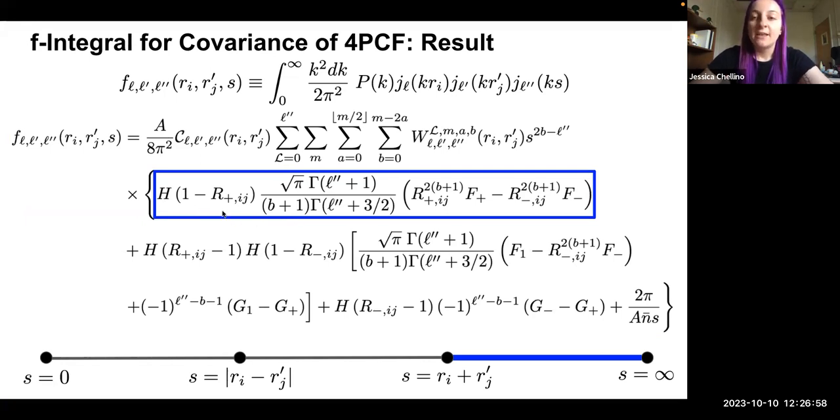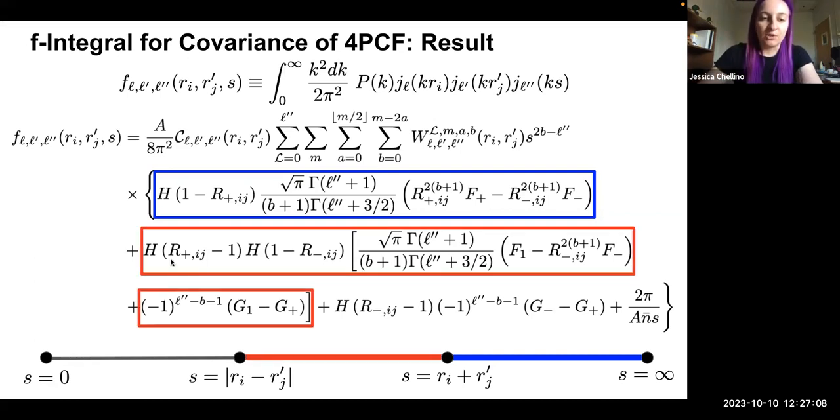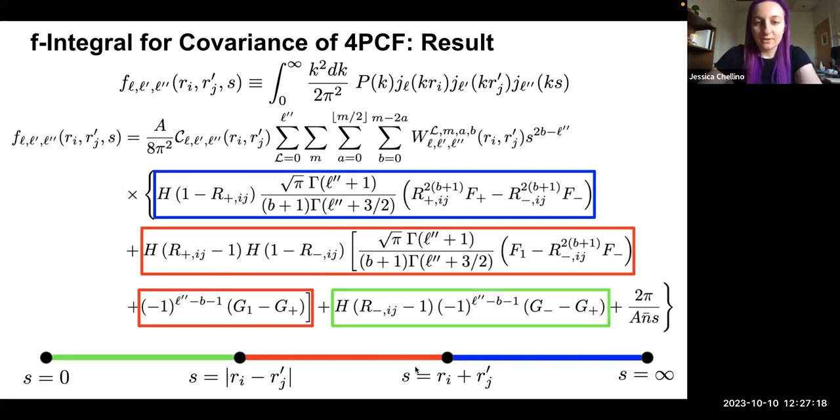For the first Heaviside, that means this term in blue is only non-zero if 1 is greater than R plus. That corresponds to the highest region of S, so when S is between R_i plus R prime_j up to infinity. The next term has two Heavisides multiplied together. So this is only non-zero when R plus is greater than 1 and 1 is greater than R minus. This corresponds to the middle region of S. The next term is only non-zero when R minus is greater than 1, and that corresponds to the lowest region of S.